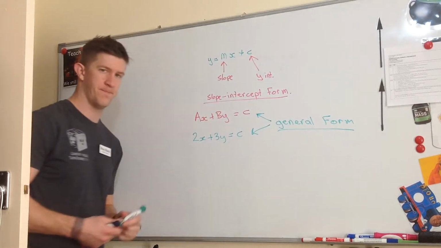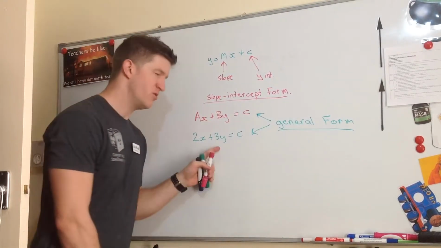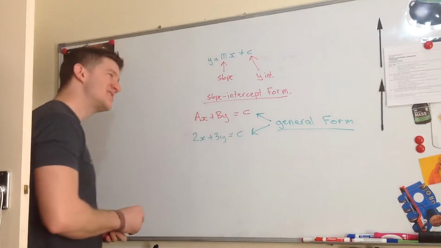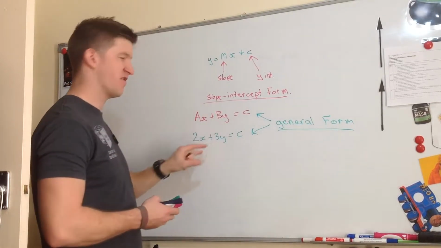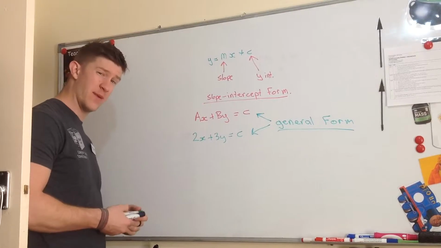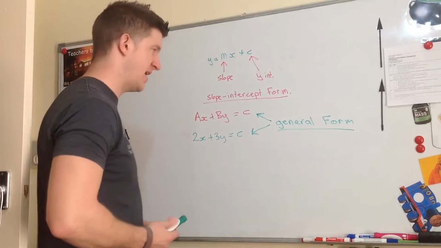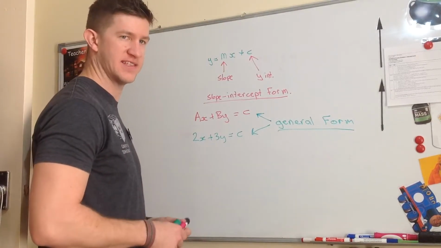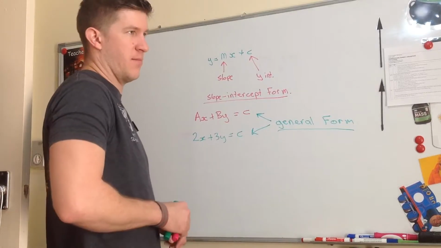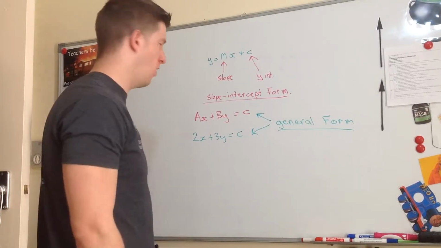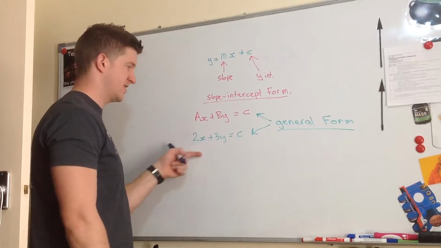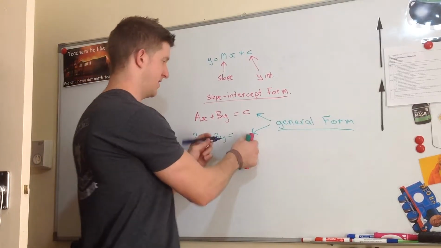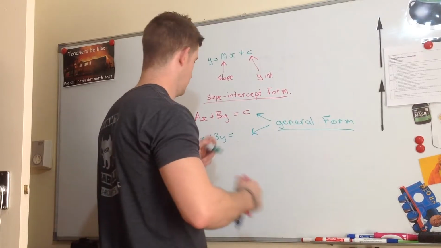Okay, general form. So, general form is not as useful as slope-intercept form because we can't immediately just get stuff from it. Or can we? So, what about x-intercept? What do we know about an x-intercept? If I'm looking for an x-intercept, what is my value of y? 0. So, if I had this equation, sorry, I'm just going to make that a number so that it's actually legit.